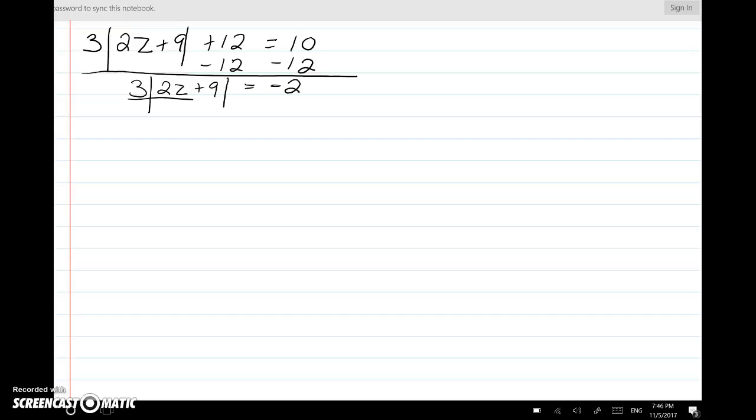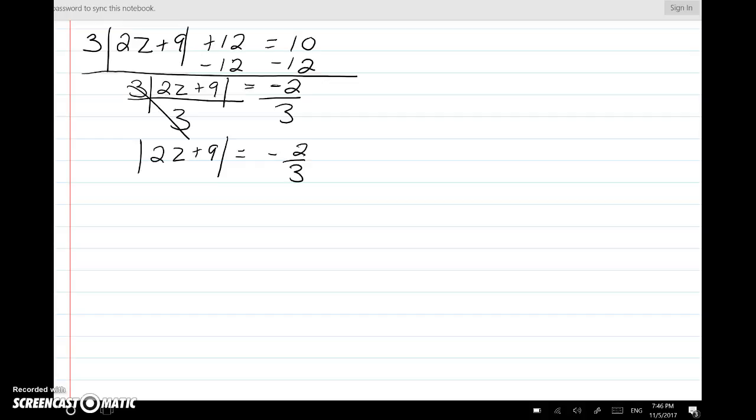Next thing we're going to do, we're going to divide everything by 3. It's almost like we want to treat the absolute value as its own variable. We want to get everything around the absolute value by itself. Okay, so the 3's cancel out, and we get the absolute value of 2z plus 9 equals negative 2/3. Go ahead and leave it at 2/3 for right now.